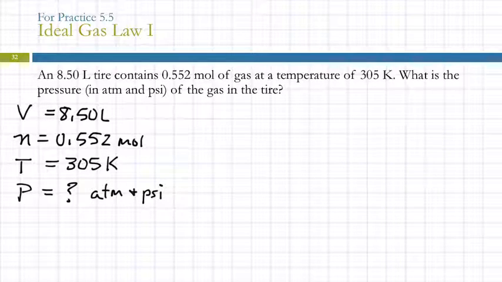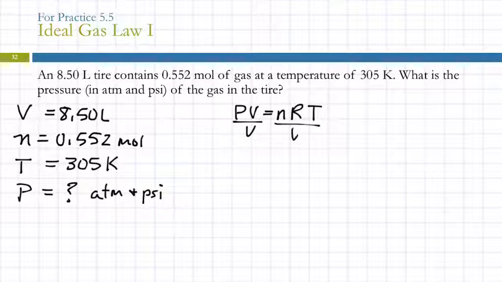I don't have any ones or twos, nothing's changing. Ideal gas law: PV equals nRT. So I want pressure. I'm going to rearrange this, and I'll see that the pressure equals nRT over V.